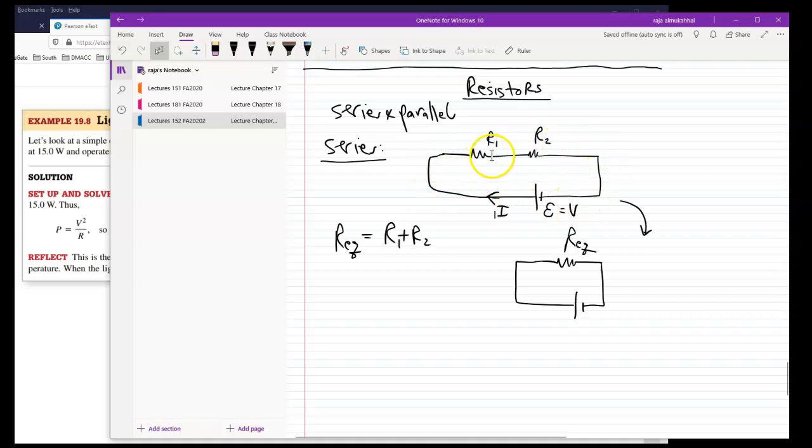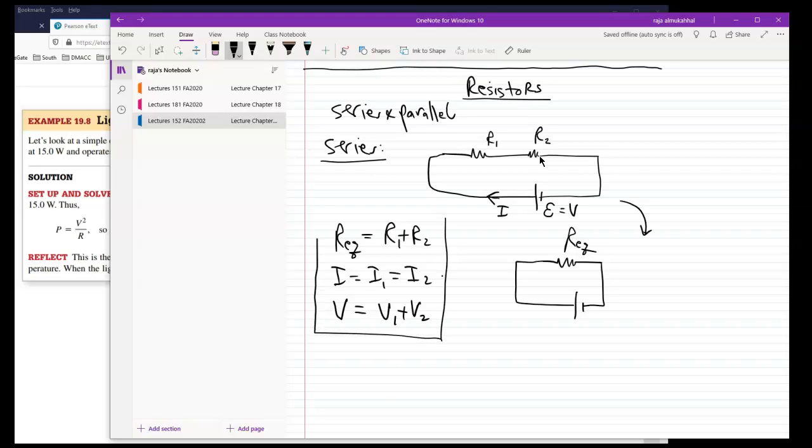In other words, the current through resistor 1 and the current through resistor 2 is basically the same current as the one that comes out of the battery. Okay? In other words, I is equal to I1 is equal to I2. However, the voltage across R1 is different from the voltage across the battery, and it's different from the voltage across R2. So the voltages are different, but they sum up to the original voltage. So it's V equals V1 plus V2. These are the three formulas for the series arrangement.